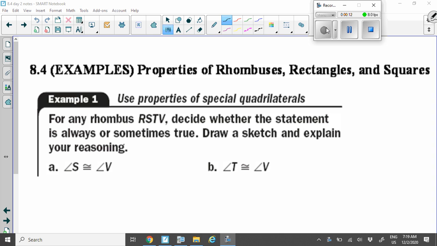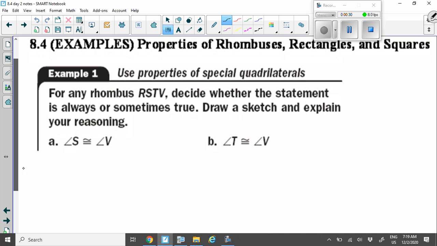Okay, example one, we're going to use properties of special quadrilaterals. So here it says for any rhombus RSTV, decide whether the statement is always or sometimes true. You're going to draw a sketch and explain our reasoning. Okay, for A, it says that angle S is congruent to angle V.